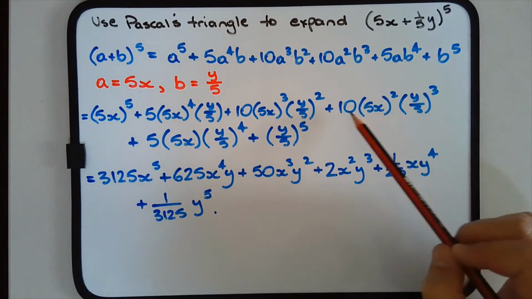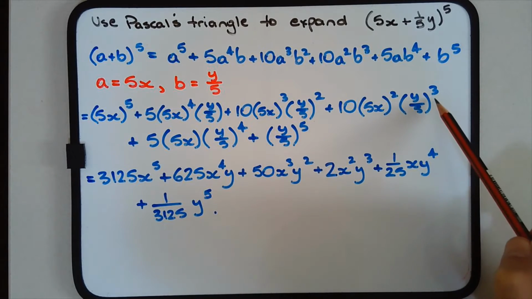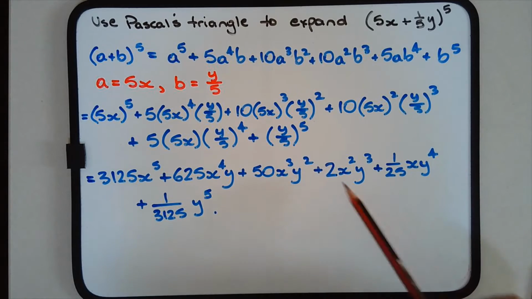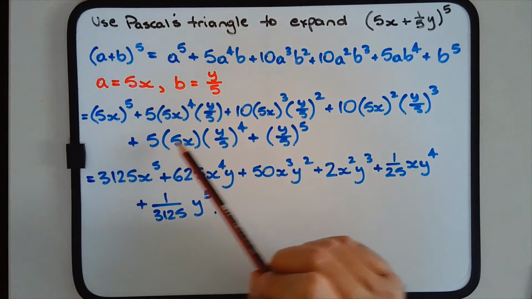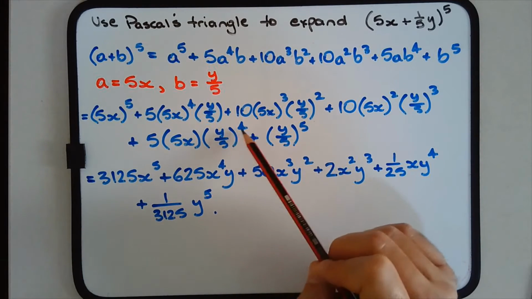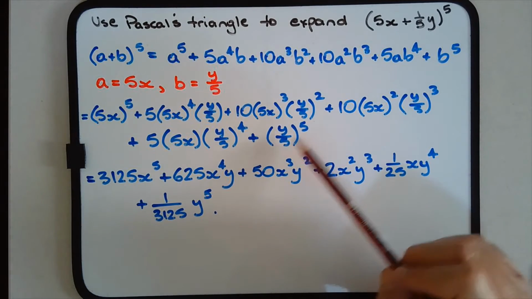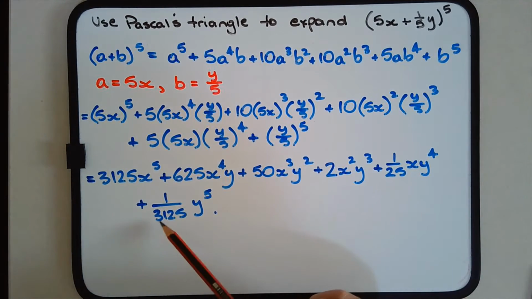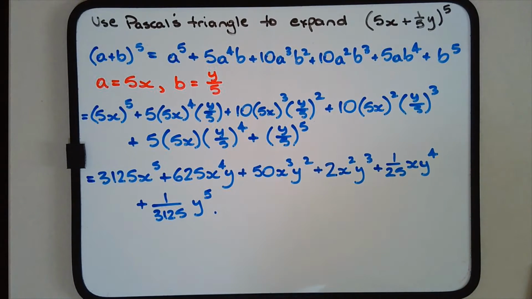And so likewise, we have a similar thing going on here. So 10 times 5 squared divided by 5 cubed, so it's 10 divided by 5, so that gives us 2. And we have 5 times 5 divided by 5 to the power of 4, and that gives us this coefficient here, 1 over 25, times x y to the power of 4, so that's x and then y to the power of 4, plus y to the power of 5 divided by 5 to the power of 5, which is 1 over 3,125 multiplied by y to the power of 5.